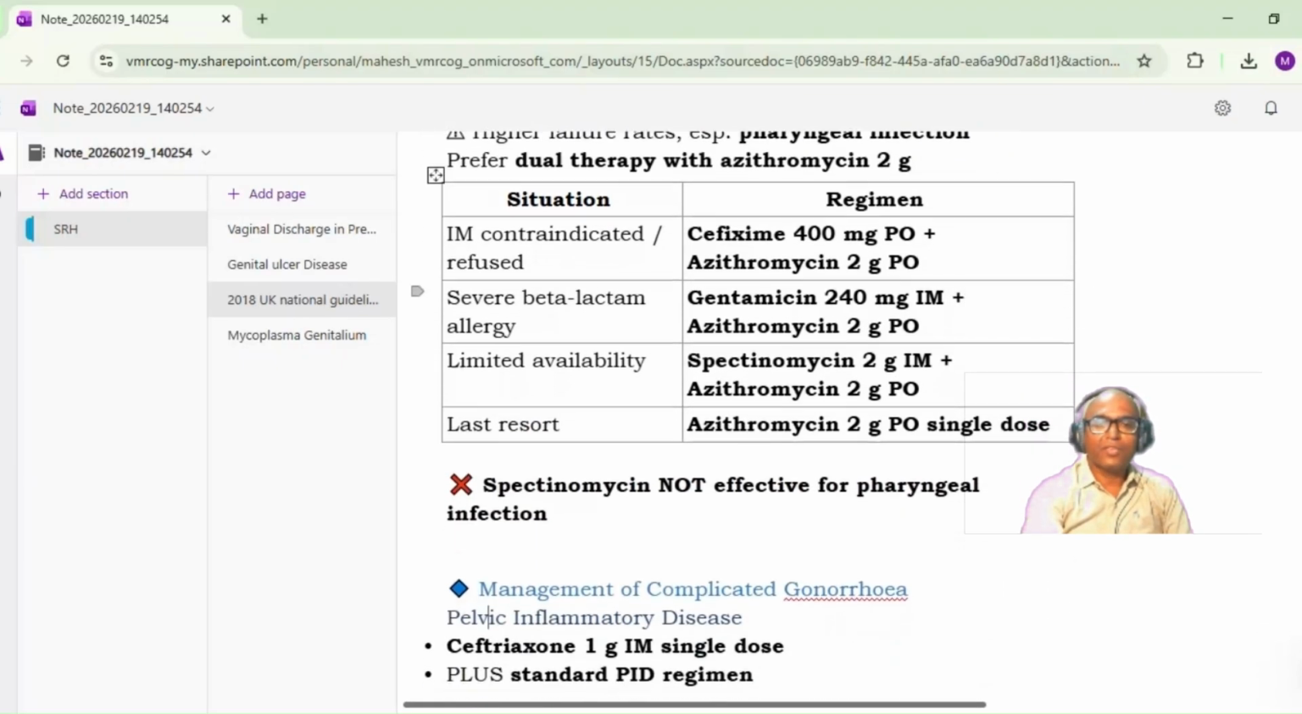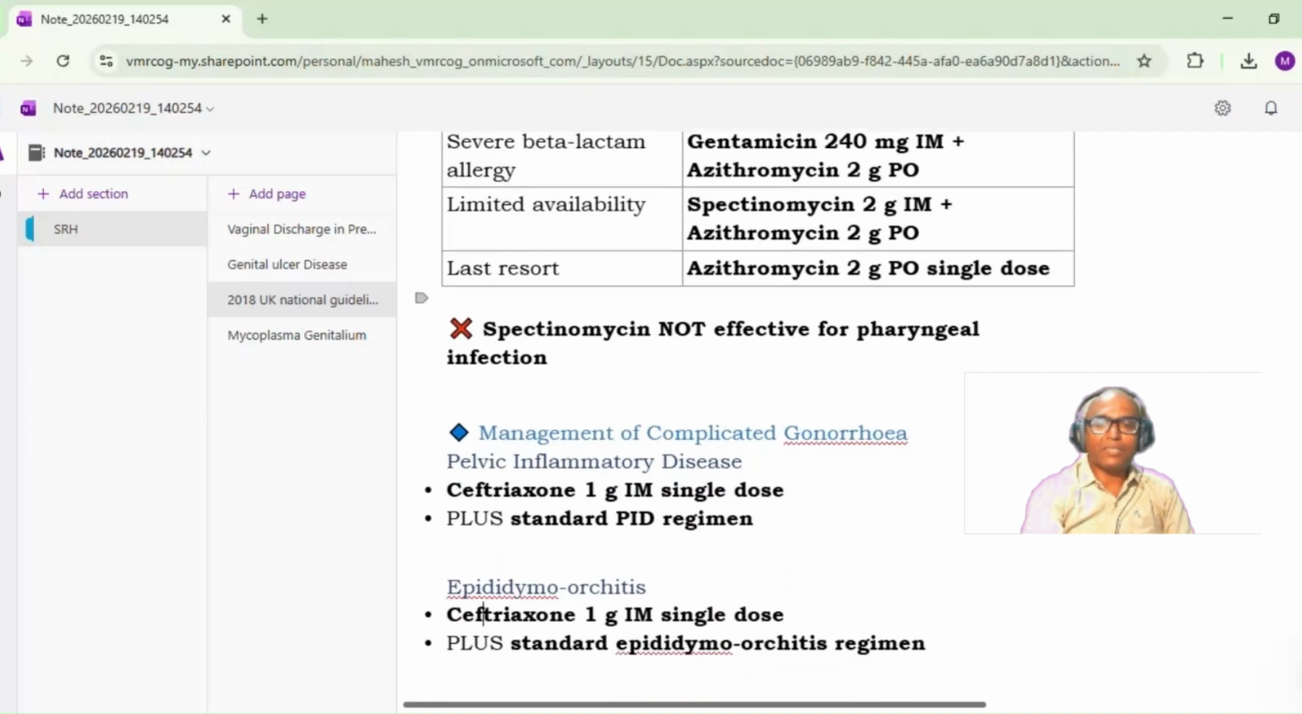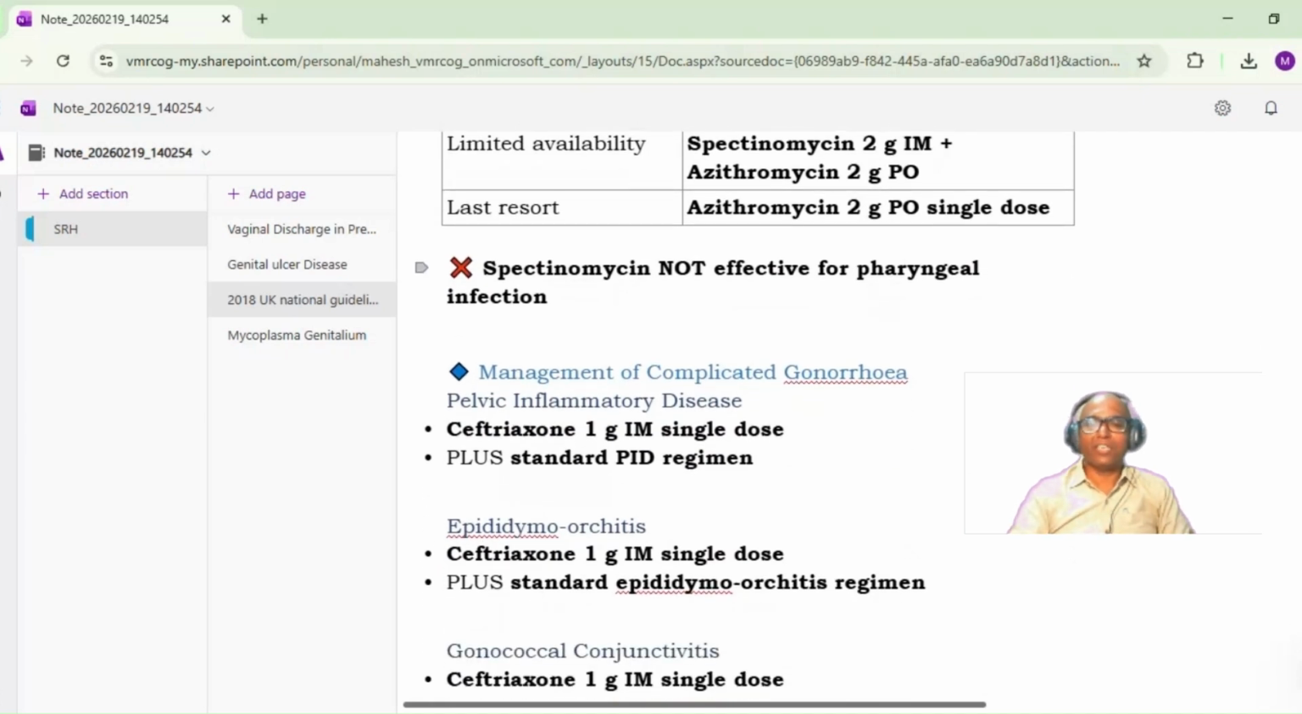So, management of complicated gonorrhea. We have seen the complicated gonorrhea will be either pelvic inflammatory disease, epididymitis, conjunctivitis, or arthritis. So these are the cases of complicated gonorrhea. What is the treatment for PID? It is ceftriaxone 1 gram intramuscular dose plus standard PID regimen. That is 14 days you have to treat this.